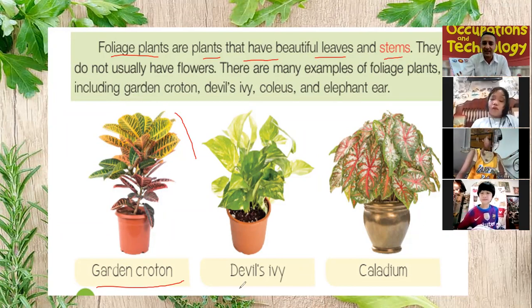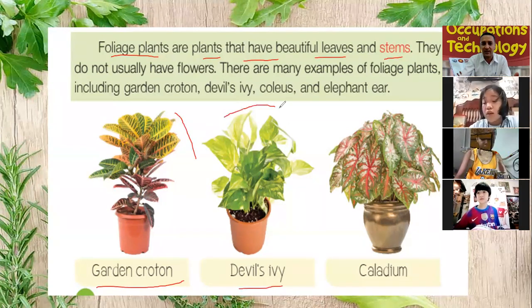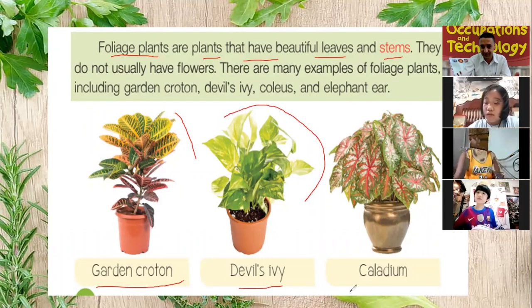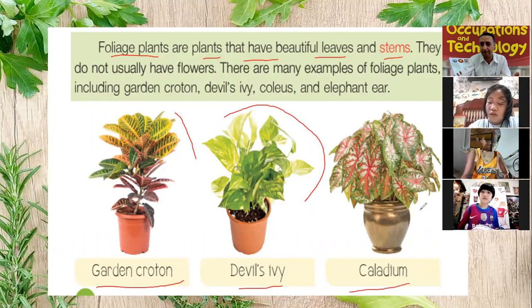Other than that, devil's ivy. So this is also quite beautiful to look at, as you can see here. And caladium. Caladium, as you can see here, has greenish, reddish, green and golden sorts of colors of leaves. So these are some examples of foliage plants.